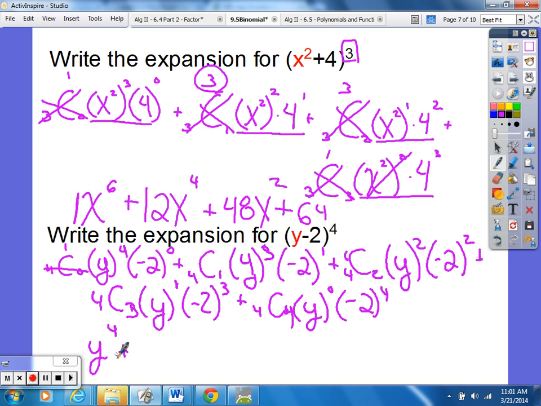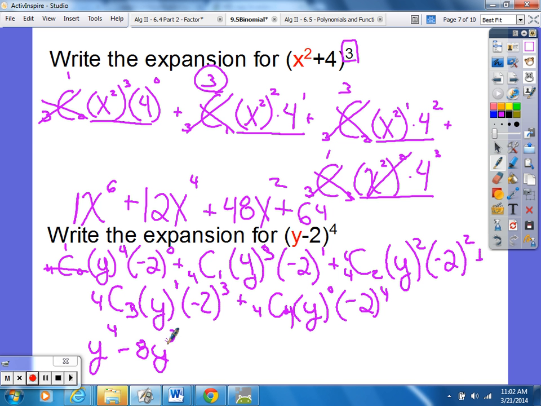4, right? 4 times negative 2 is what? Negative 8. I shouldn't have put a plus sign then, should I? I should probably put a minus sign. So minus 8, y to the 3rd. The next one, plus negative. That's fine.